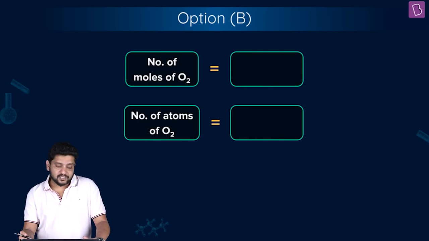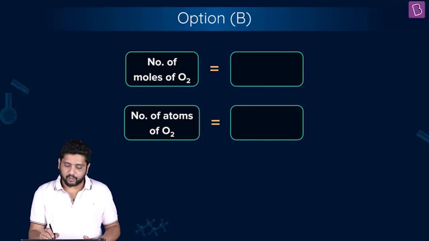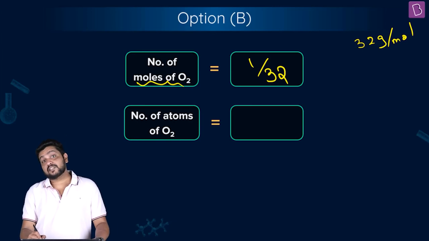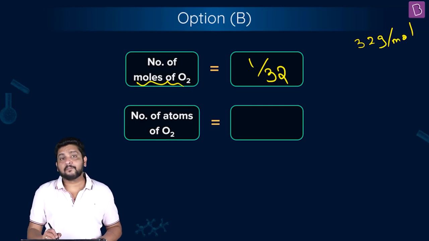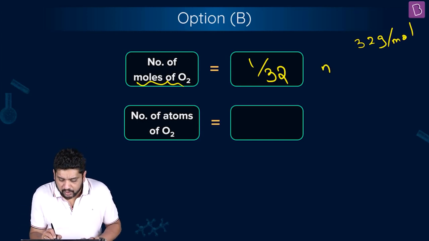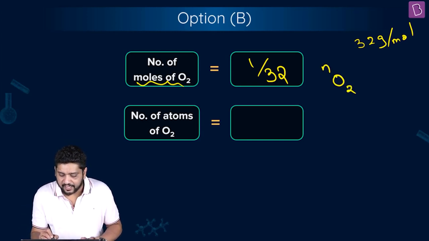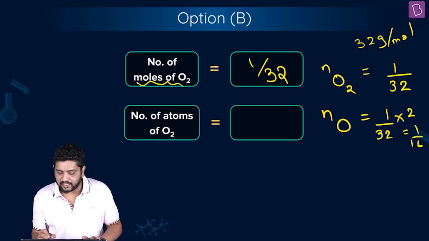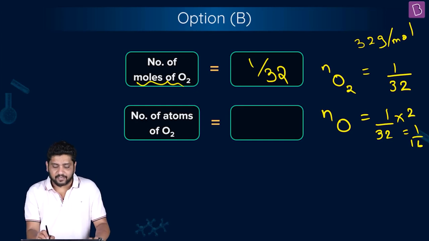Now going to oxygen. Oxygen is in molecular form, where the molar mass is 32 grams per mole. So the actual number of moles of oxygen will be 1 by 32 moles of oxygen molecules. Now, for the number of oxygen atoms, each molecule has two atoms. So the number of moles of oxygen molecules is 1 by 32, but the number of moles of oxygen atoms will be double of this. So 1 by 32 into 2, which is 1 by 16. So the number of moles of oxygen atoms is 1 by 16.